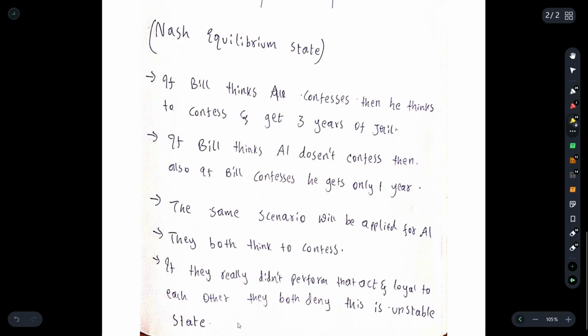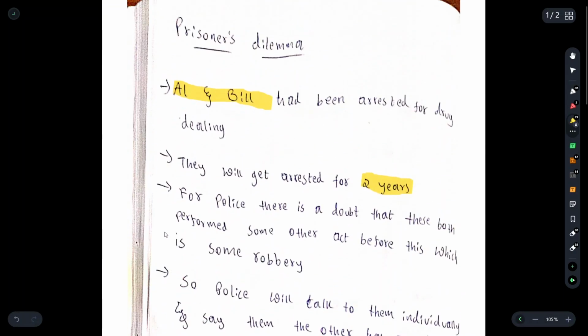This is an unstable state. If they both deny that they performed any serious actions, then the old case which is already given to them, that is the drug dealing case, will be charged as it is. That doesn't make any changes for them. So this is the Nash equilibrium state in the prisoner's dilemma. So this is the end of CO1.